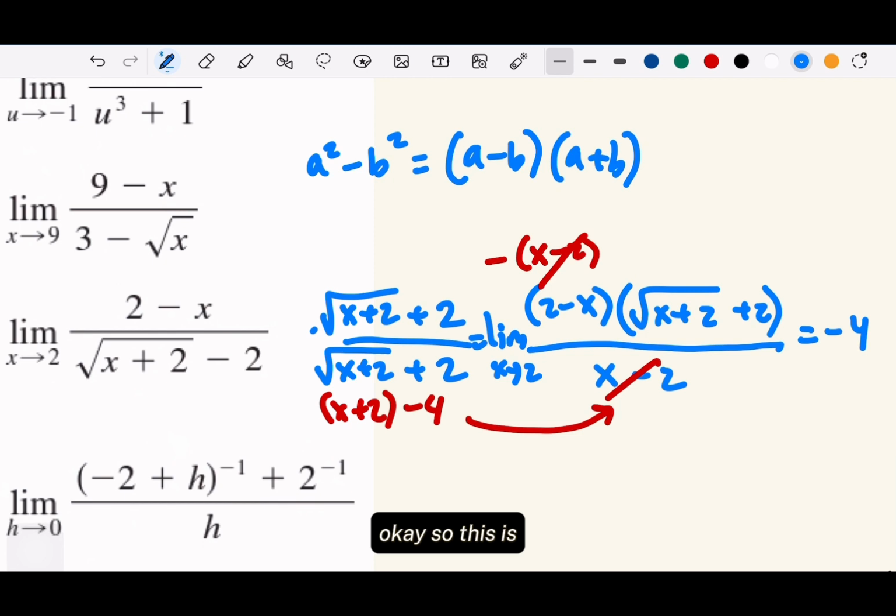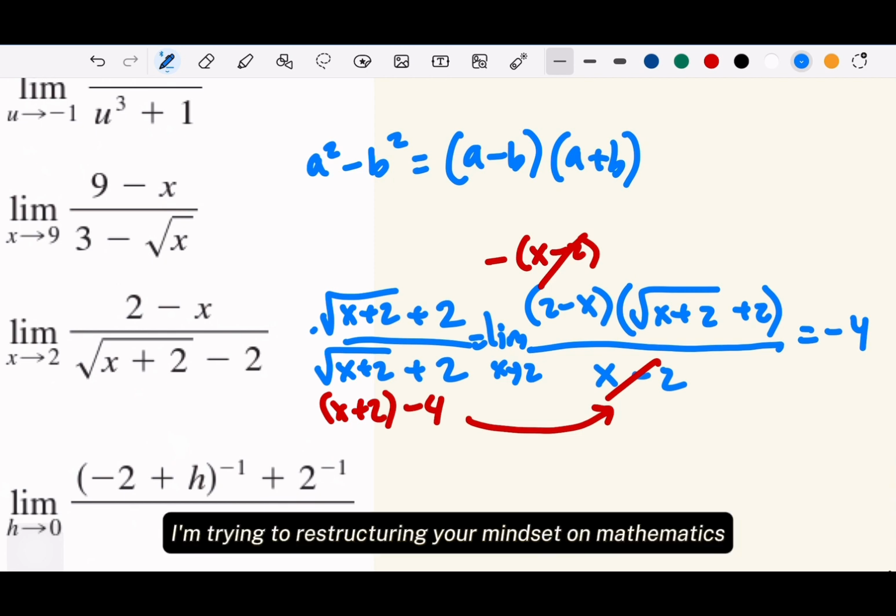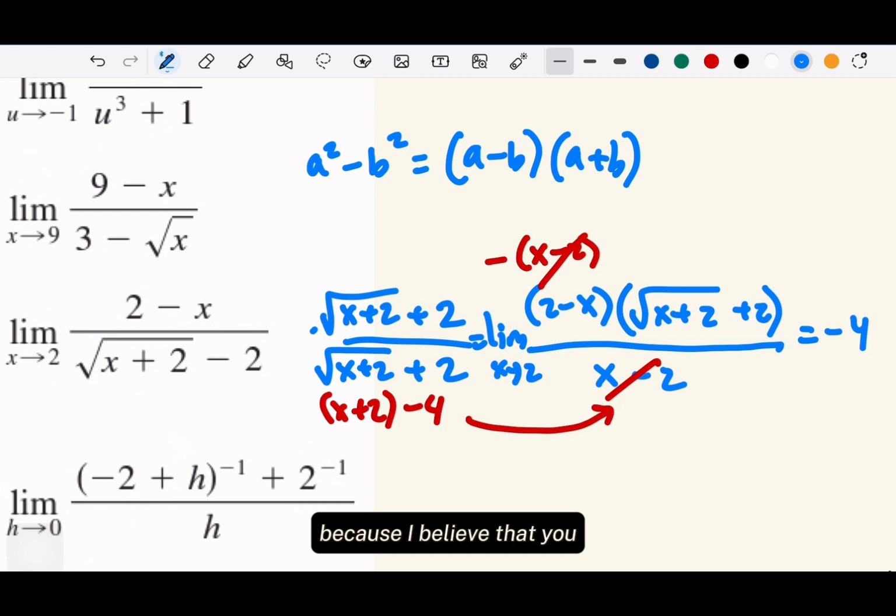Okay, I'm trying to restructure your mindset on mathematics because I believe that you studied mathematics in the wrong direction before. I must honestly say that.